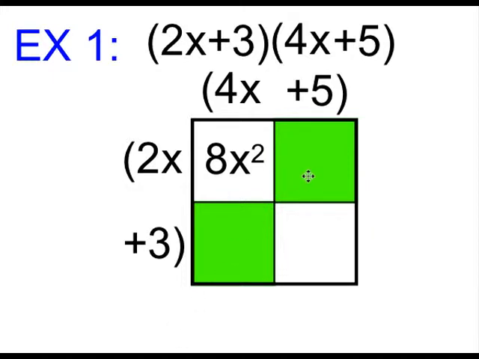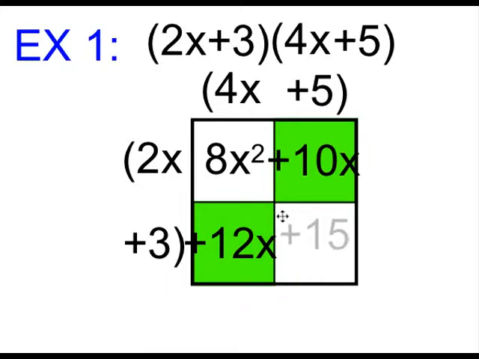In the second box on the right, we take the 2x times 5. Well, 2x times 5 is 10x. So in the second box, we get 10x. The third box, 3 times 4x is 12x. And in the last box, we get 3 times 5, which is positive 15.